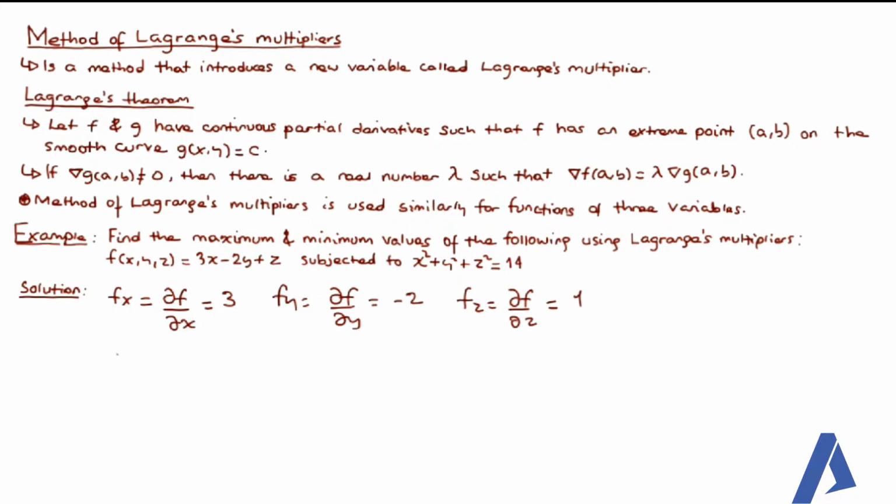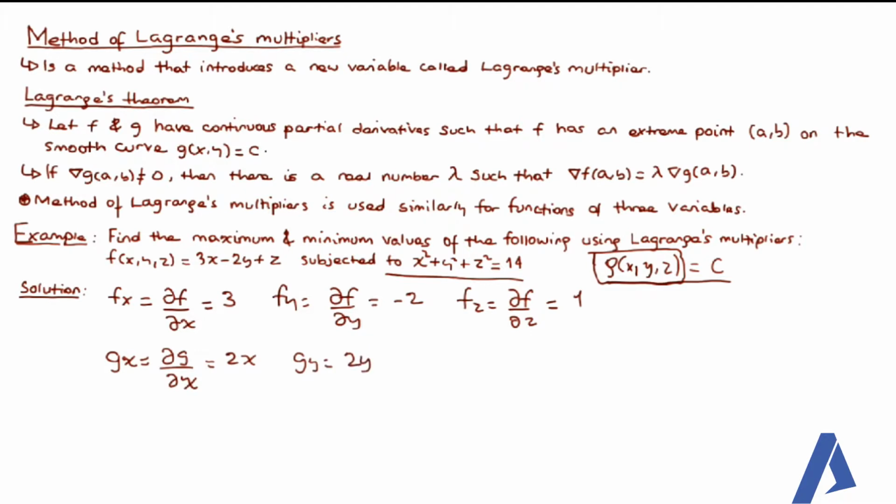So we have gx which is equal to del g by del x. እዚህ ጋር ያው እንደምናውቀው g of xyz is equal to c ፎርም ነው መቀመጥ አለበት። ስለዚህ ይሄንን ፈንክሽን ነው ፓርሻሊ ዲፈረንሺየት የምናደርገው ማለት ነው። This is 2x, gy is equal to 2y and g with respect to z is equal to 2z.